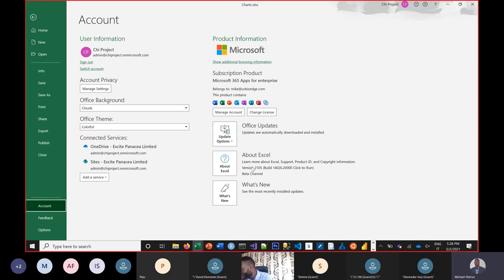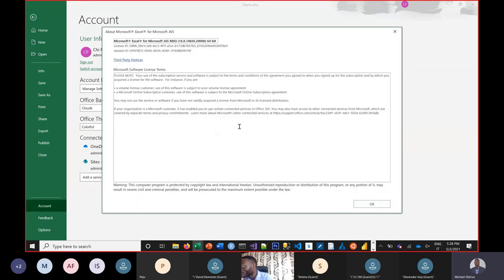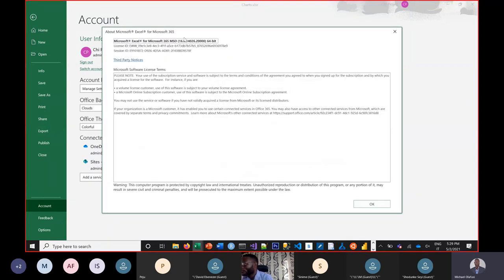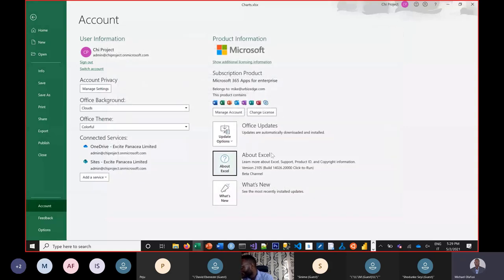Can you see my screen? Yes, sir. You see where this About is? This About is where you will actually know whether it's 2019 or not. In my About Excel, in front it writes version 2105 in my own. I hope that's not the part you are looking at. Not really. Where I'm looking is at the 365 Apps Enterprise subscription product.